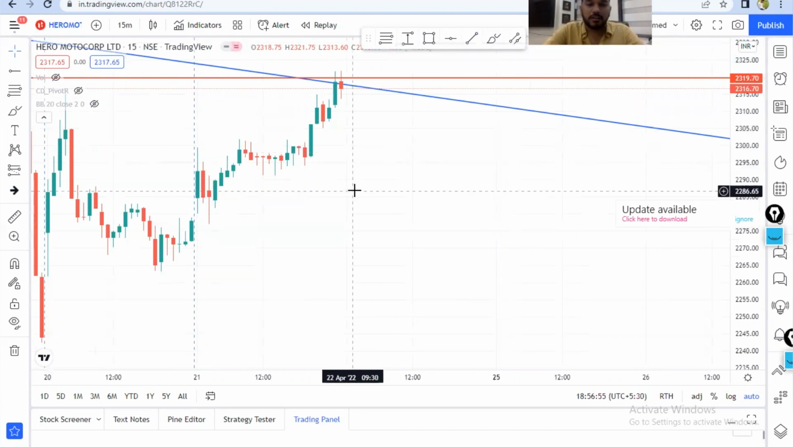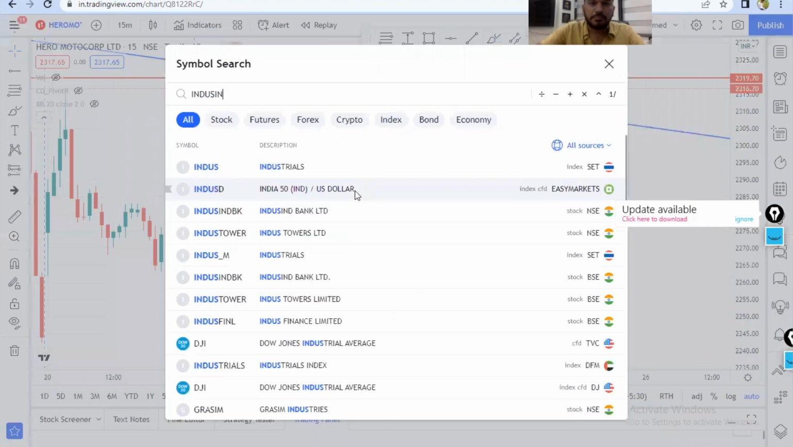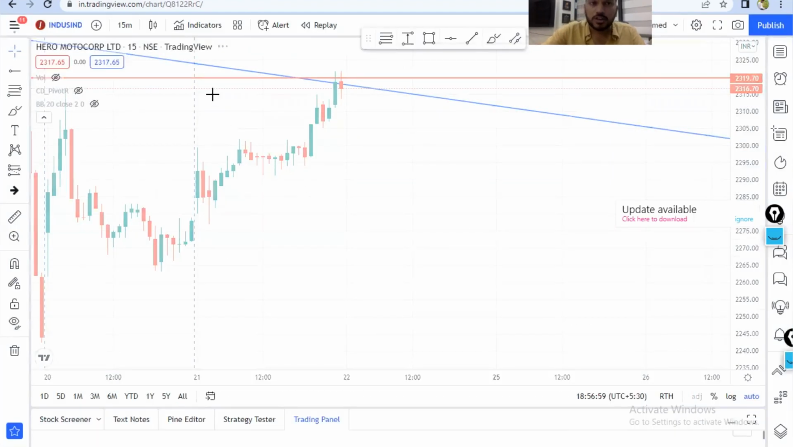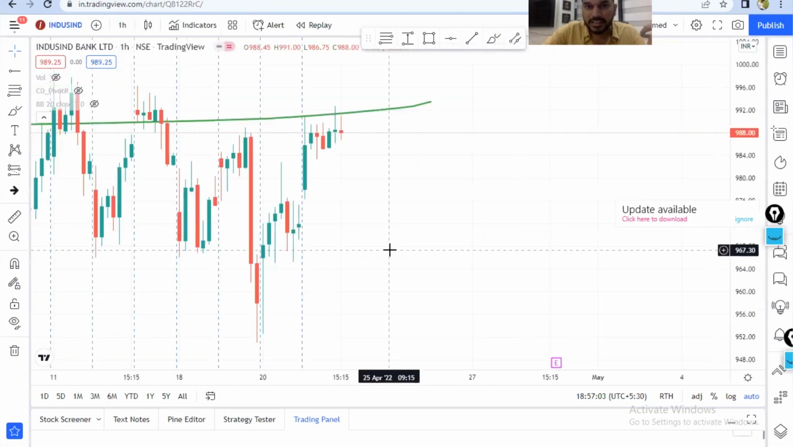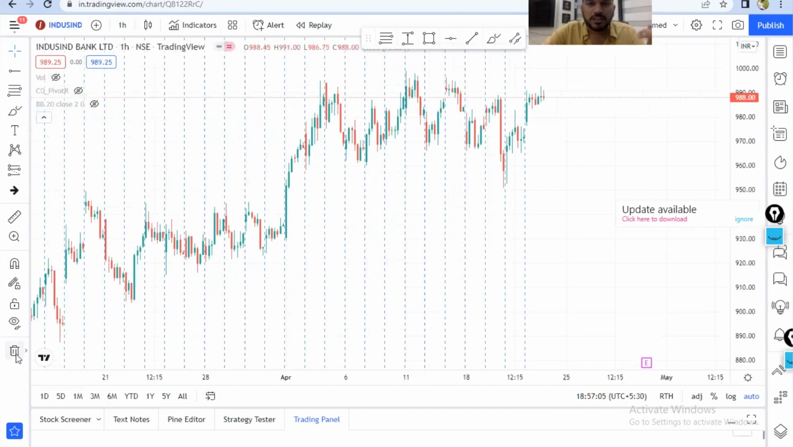Let's go and have a look at IndusInd Bank. Again, IndusInd Bank is showing me a really good structure. Let me take you to IndusInd Bank on an hourly time frame so you understand what's exactly happening over here. So in IndusInd Bank, what we are seeing is that over here, we have a very strong breakout happening, and then the market actually staying inside this particular range.